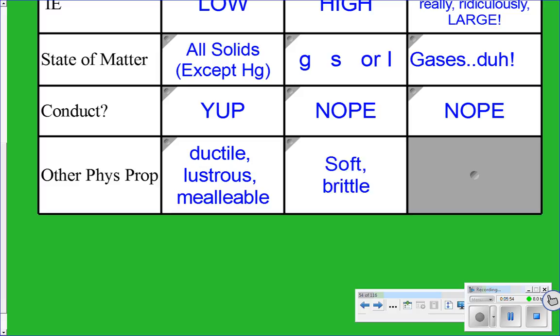Other general properties to have an understanding of is that your metals are going to be ductile, lustrous, and malleable. That's actually due to the mobility and that weak holding of electrons. We'll talk about that in our bonding unit. And nonmetals tend to be softer or brittle. Sometimes they're gases. Nonmetals have a lot of variety in their properties, but they don't conduct. And our noble gases are indeed gases.